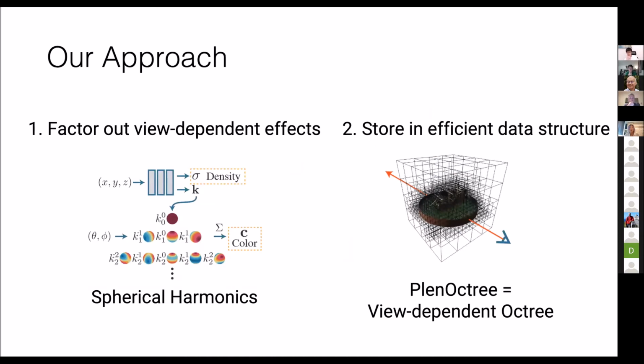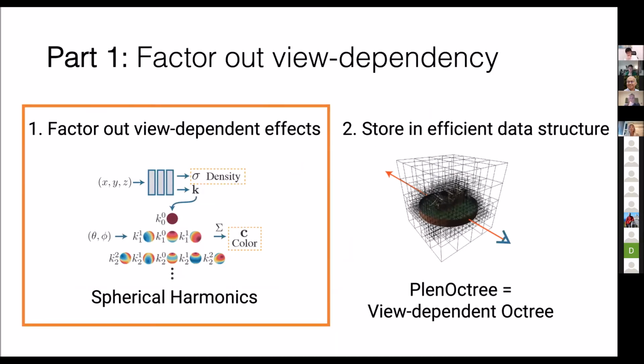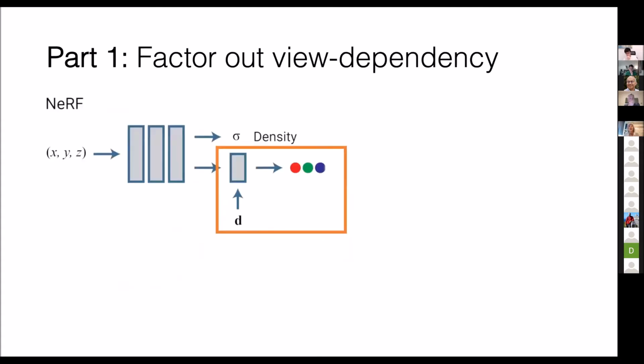Okay, so our approach relies on two steps. The first step is to factor out the view dependency, and this can be done in two ways, and this is why you can actually convert an existing NeRF to that, or you can train a NeRF from scratch. Okay, so the point is that we don't want this second network call. It's annoying to do and makes it hard to cache.